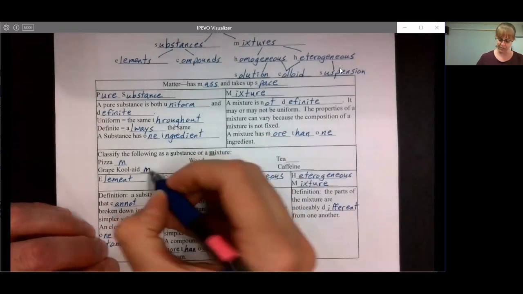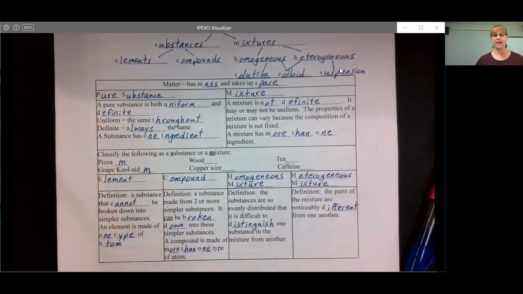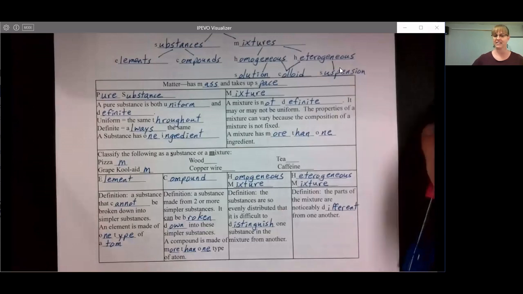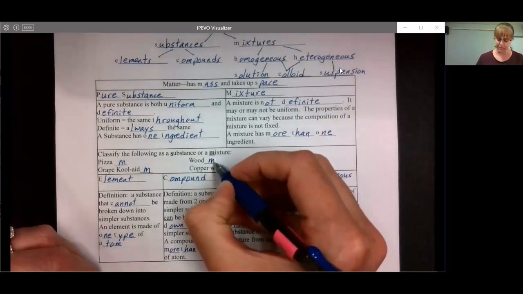It is a mixture. Wood. If you look at a piece of wood somewhere near you in your home, like your cabinets or your table, you'll notice it has the grain of the wood. And that is not uniform. It's not the same all the way through. Plus, different types of wood are different. So, for example, pine is different from oak, and so wood is a mixture.